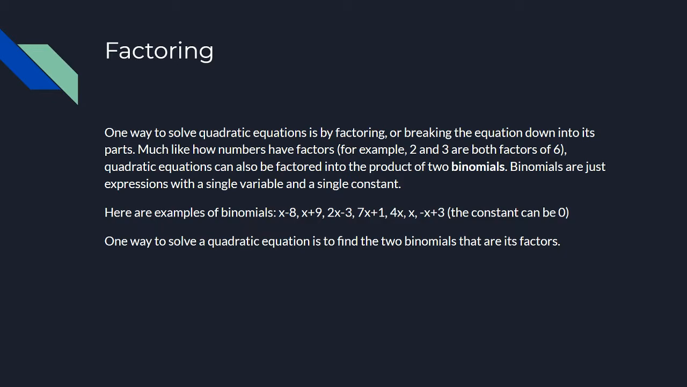Quadratic equations can also be factored into the product of two binomials. Binomials are just expressions with a single variable and a single constant. Some examples of binomials: x plus 9, 7x plus 1, negative x plus 3, 4x. The constant can be 0, although you don't want the coefficient of x to be 0, because then you're not going to have a variable anymore. So you have to have your x in there.